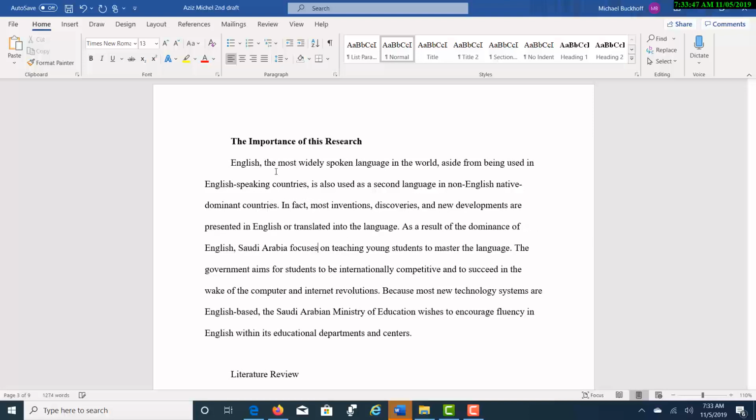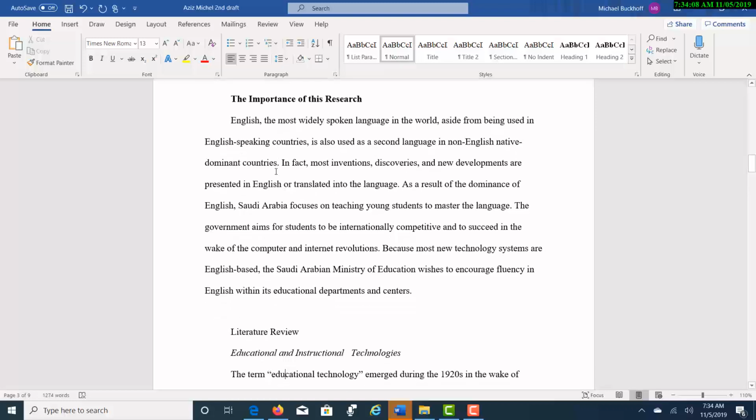As a result of the dominance of English, Saudi Arabia focuses on teaching young students to master the language. The government aims for students to be internationally competitive and to succeed in the wake of the computer and internet revolutions. Because most new technology systems are English-based, the Saudi Arabian Ministry of Education wishes to encourage fluency in English within its educational departments and centers. Perfect.